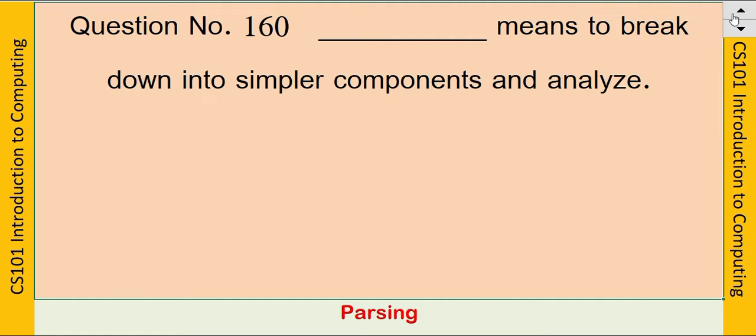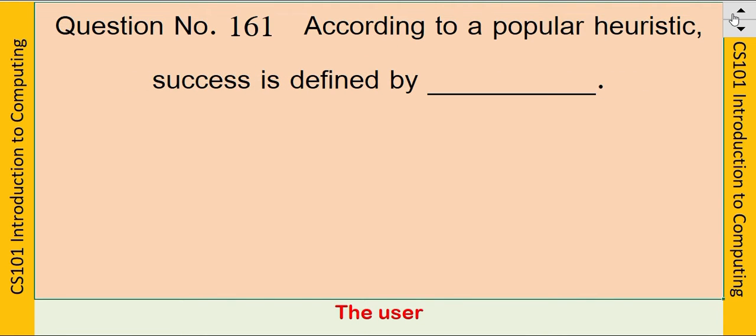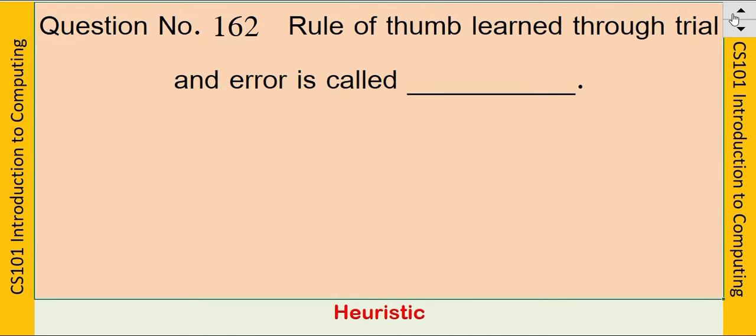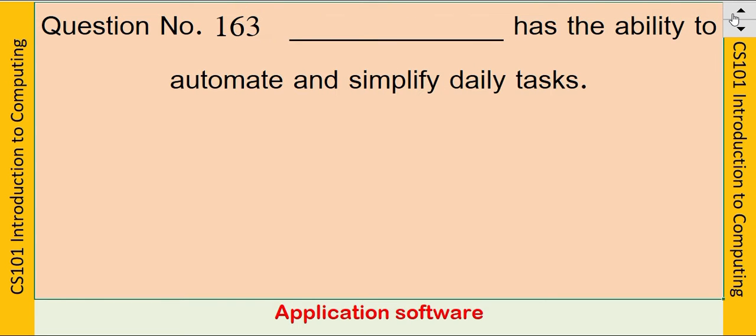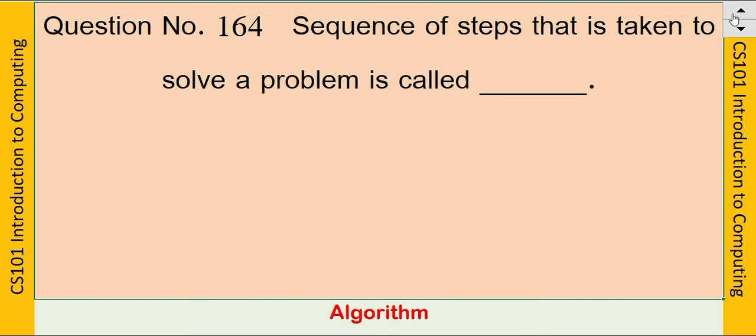Parsing means to break down into simpler components and analyze. According to a popular heuristic, success is defined by the user. Rule of thumb learned through trial and error is called heuristic. Application software has the ability to automate and simplify daily tasks. Sequence of steps that is taken to solve a problem is called algorithm.